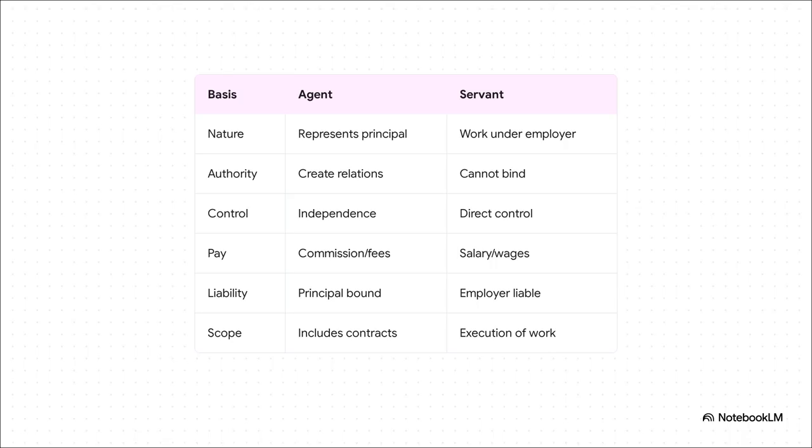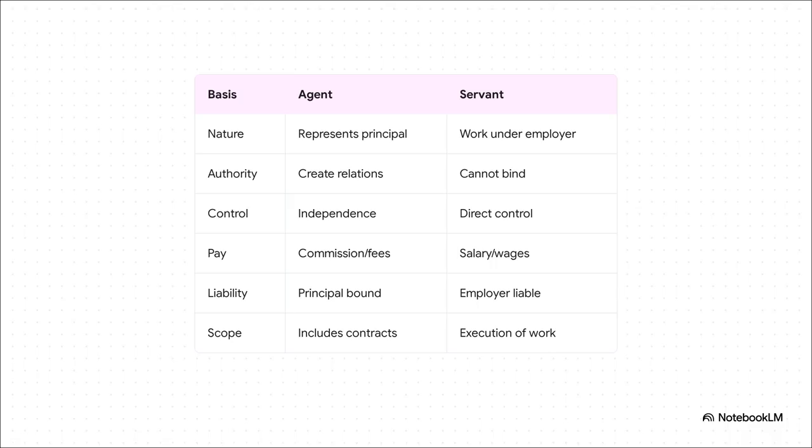Basis 3 is control. The agent works with some independence. The servant works under direct control. Basis 4, remuneration. The agent receives a commission or fees. The servant receives a salary or wages. Basis 5, liability. The principal is bound by the acts of the agent, but the employer is liable under service law for the servant. And finally, Basis 6, scope. The agent's scope is wider and includes contracts. The servant's scope is limited strictly to the execution of work.